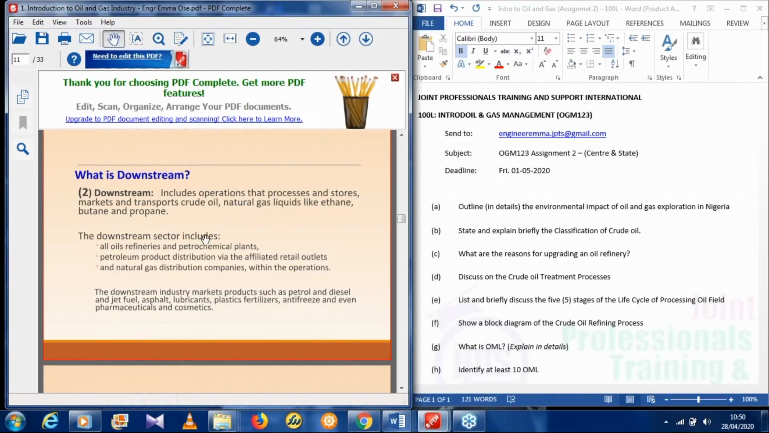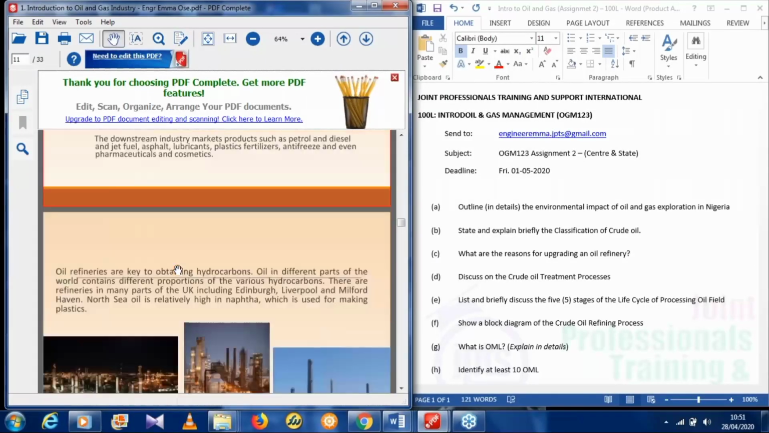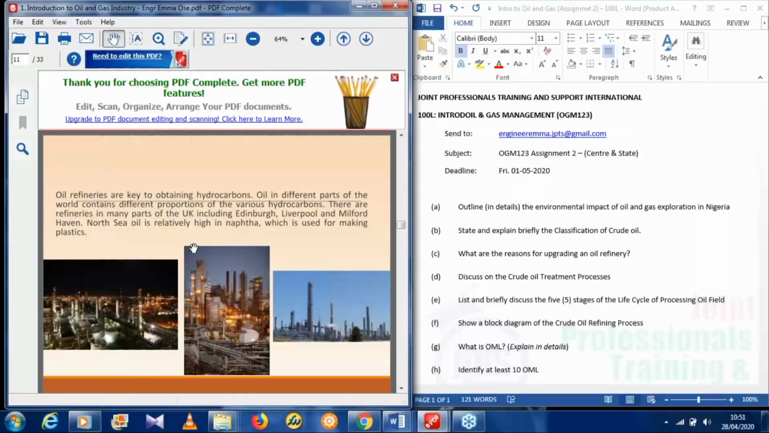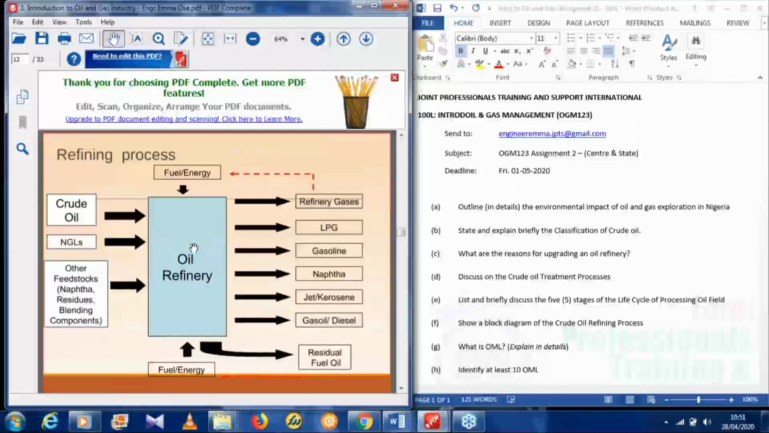The downstream sector includes the oil refineries, petrochemical plants, petroleum product distribution via retail outlets, and natural gas distribution companies within the operations. All these are the classes or sectors of the downstream industry. Now, when we're talking about offshore and onshore operations, I need to quickly mention this as well.